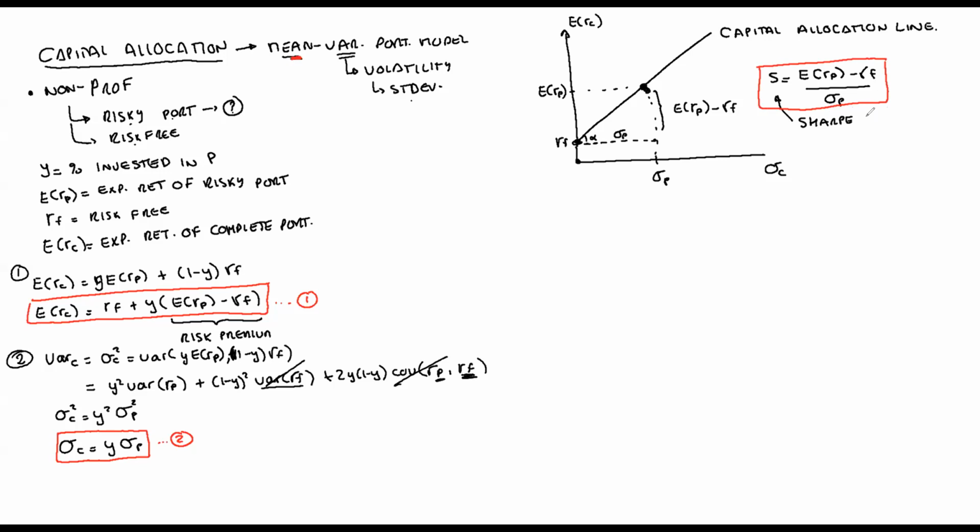This is the Sharpe ratio. What the Sharpe ratio measures is simply the risk premium, because remember the upper part is the risk premium, per unit of risk. So that's the definition of the Sharpe ratio: the risk premium per unit of risk.